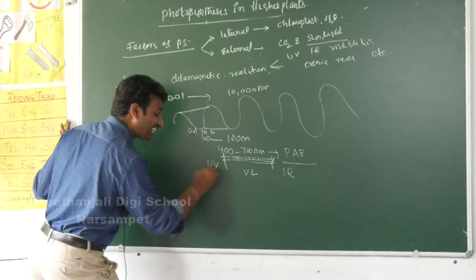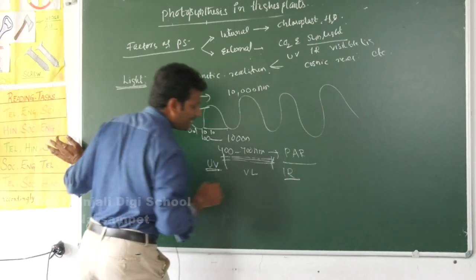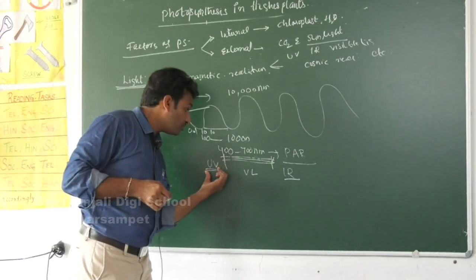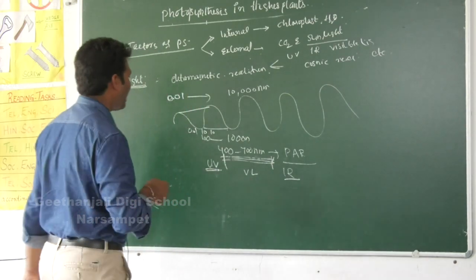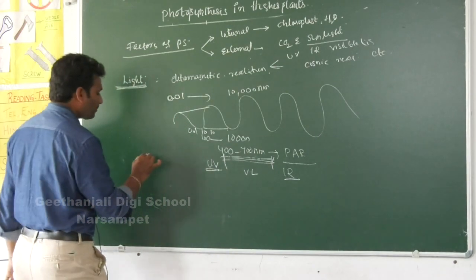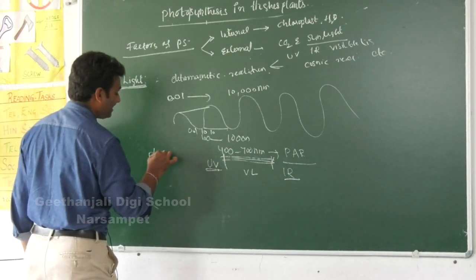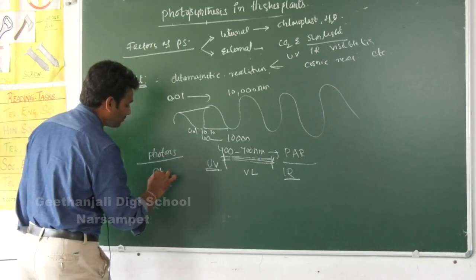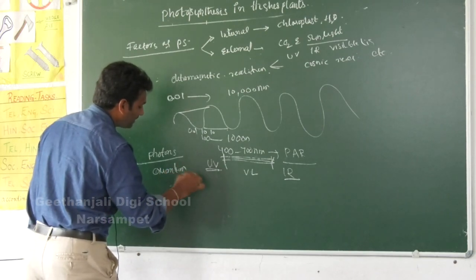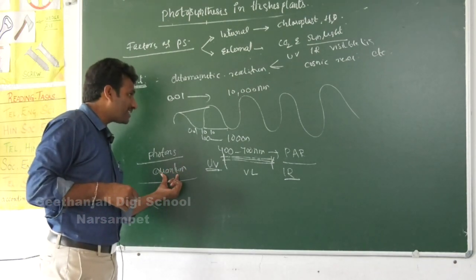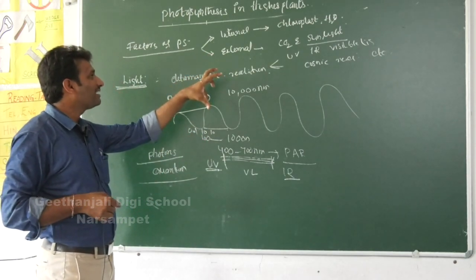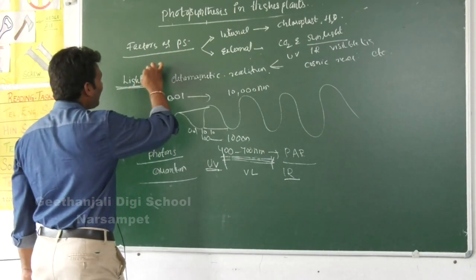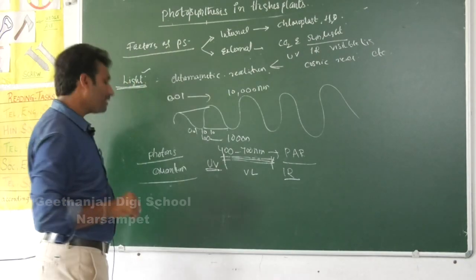Before the visible light, ultraviolet rays are there. After the visible light, IR rays are there. That means the visible light lies in between UV rays and IR rays, and the light particles are known as photons. The energy present inside the light particle is known as quantum. This quantum energy is absorbed by a pigment, the pigment known as chlorophyll. This is regarding light.